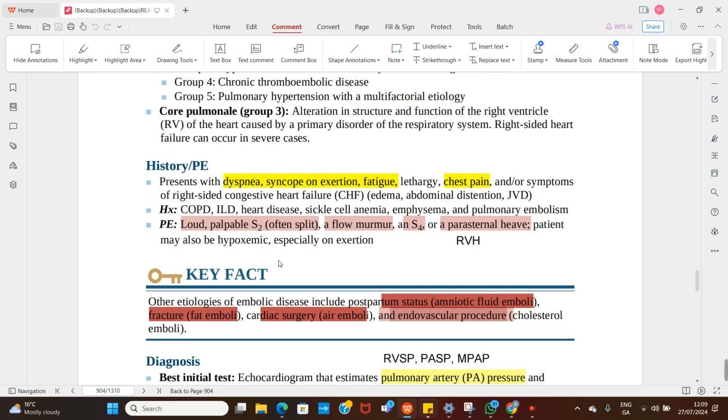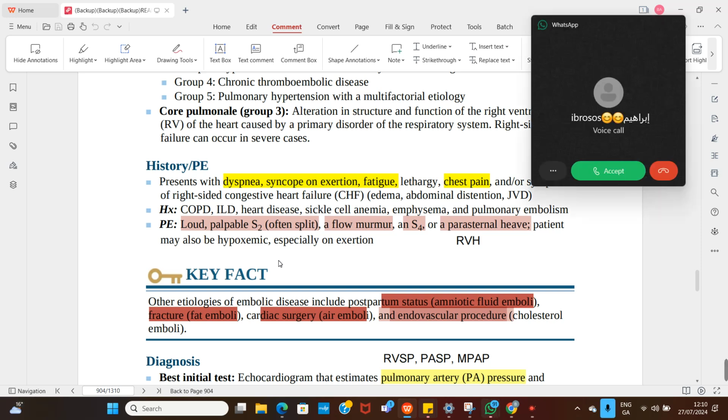And when the remodeling starts happening, right ventricular hypertrophy, they start developing chest pain from angina, because the oxygen demand of a hypertrophied heart is going to be more than the normal heart. So they're going to have chest pain and later right-sided congestive heart failure, which is going to lead to edema, abdominal distension, and raised JVP.